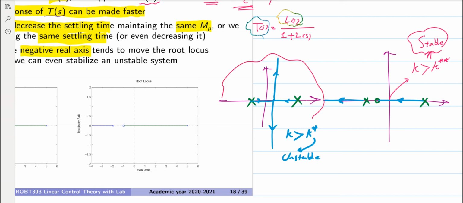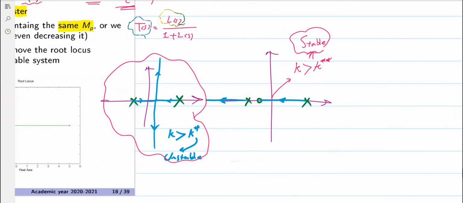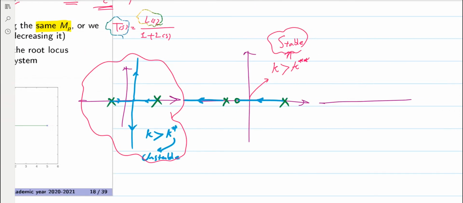For a range of values of k, our system will become stable, while for the case without the 0, which could be the 0 of the controller, the range of values of k in which the system was stable was quite limited. So by addition of the 0 properly, we can make our system stable.